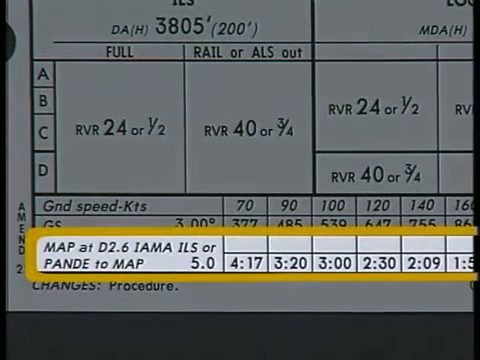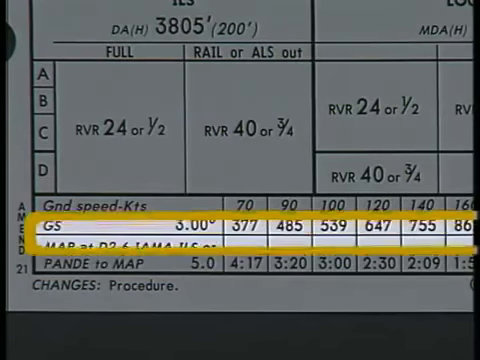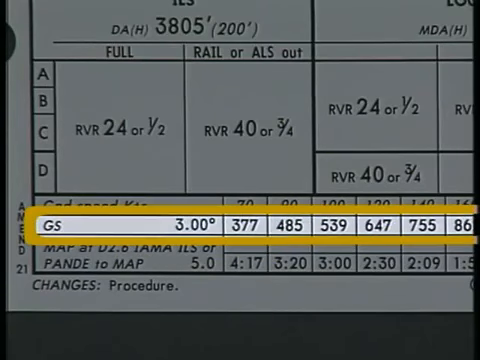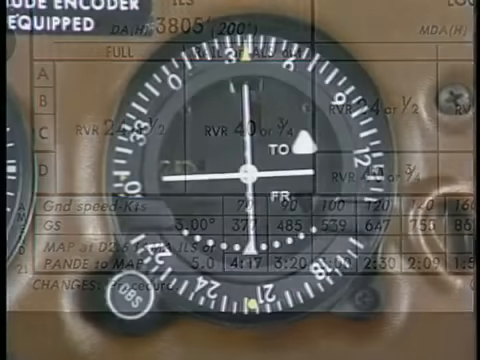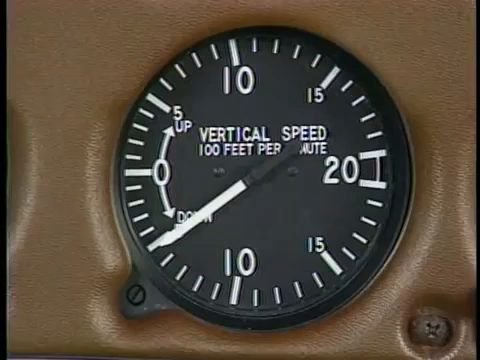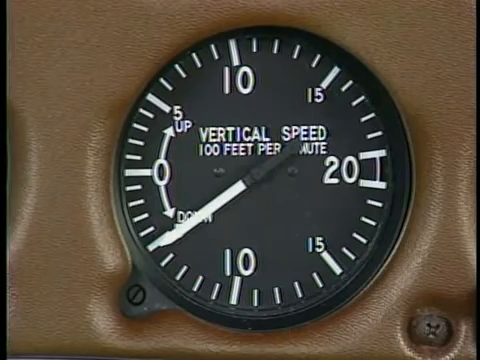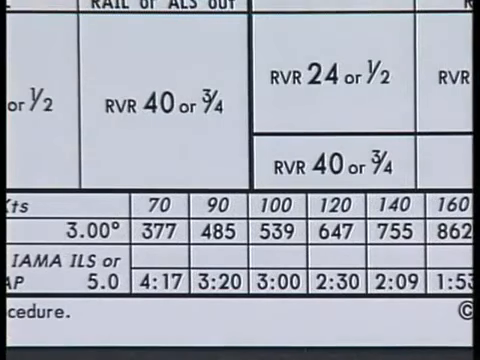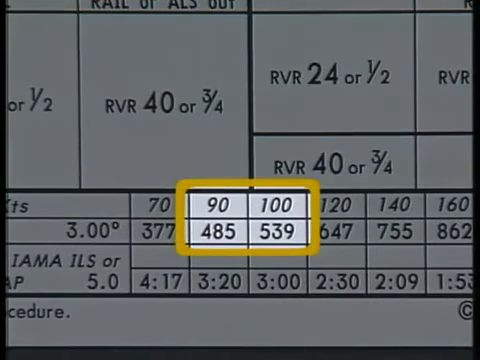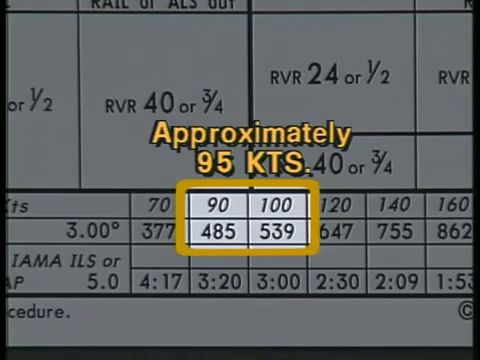This table provides timing information to the missed approach point, as well as the rate of descent for the approach. If you are stabilized on the glide slope, you can verify your ground speed by comparing your actual rate of descent with the table. For example, when established on the glide slope, you note that your VSI is indicating a 510 foot per minute descent rate. Since this indication is about halfway between the corresponding rates for 90 and 100 knots, you can estimate that your ground speed is approximately 95 knots.